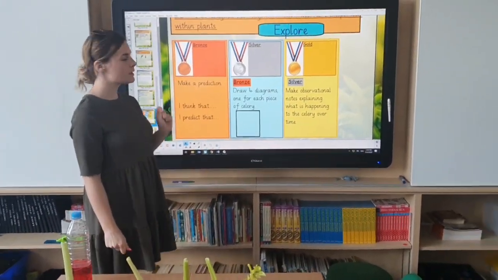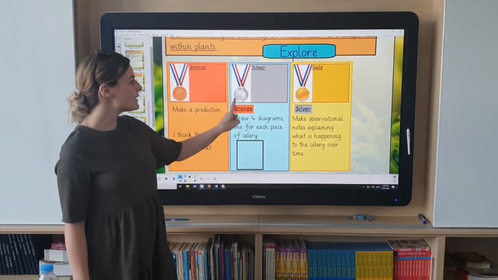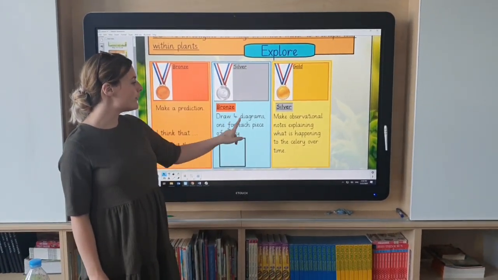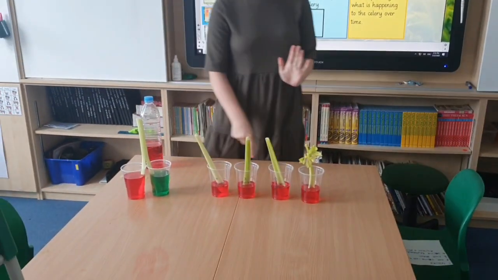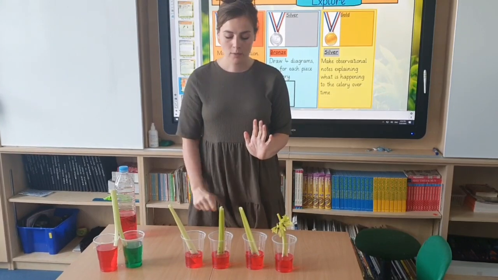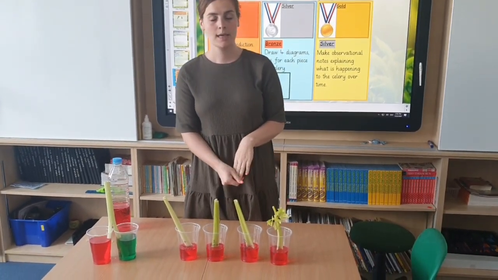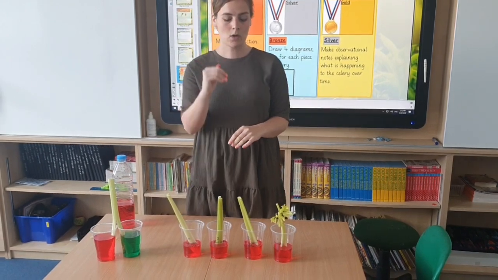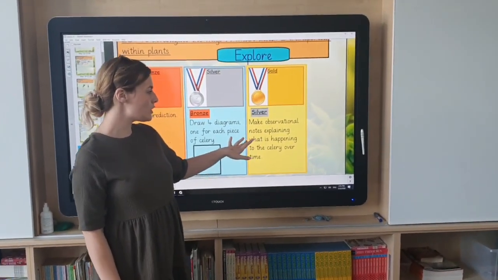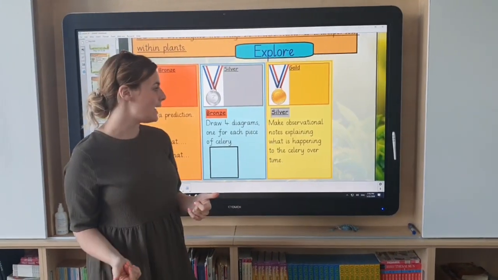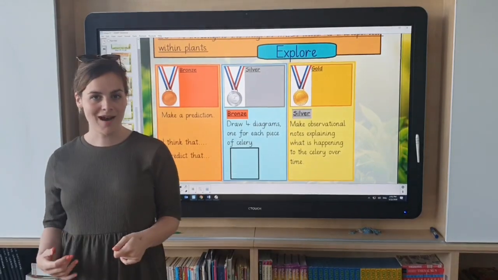Your bronze task we have done because we've all made a prediction. Your silver task, you are going to draw 4 diagrams, one for each piece of celery. So I will insert a picture and you'll be able to see the celery at the beginning of our experiment, and you're going to draw that in each of the boxes. And then for your gold, you are going to make observational notes. So what can you see, explaining what is happening to the celery over time.